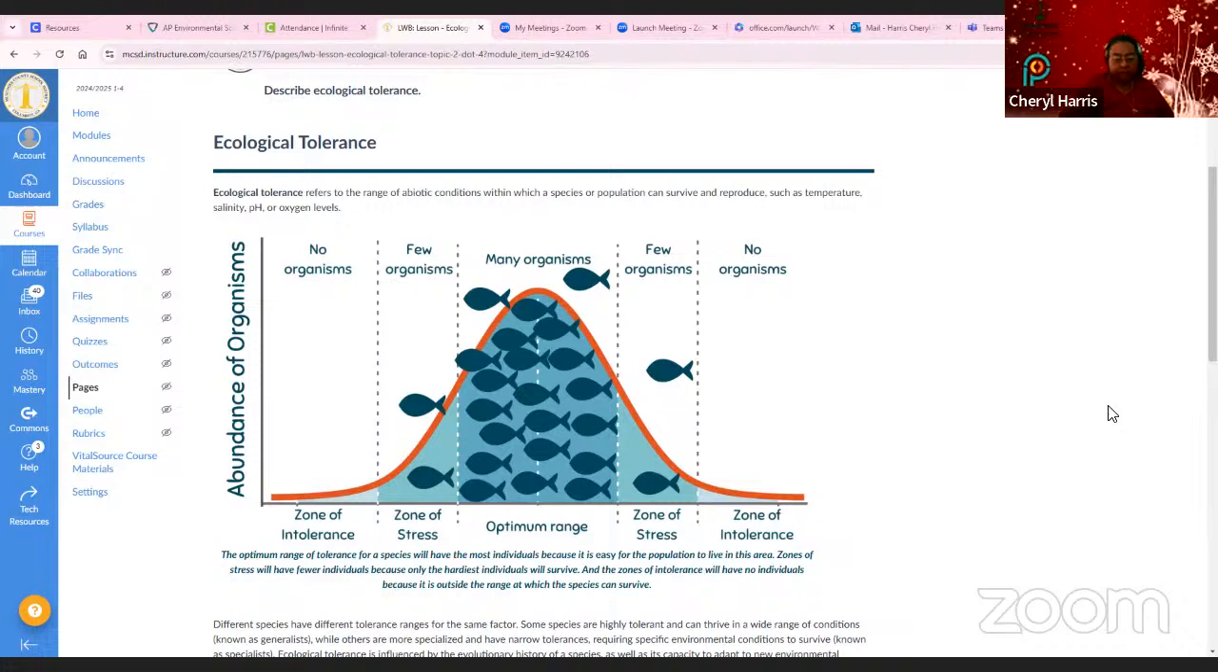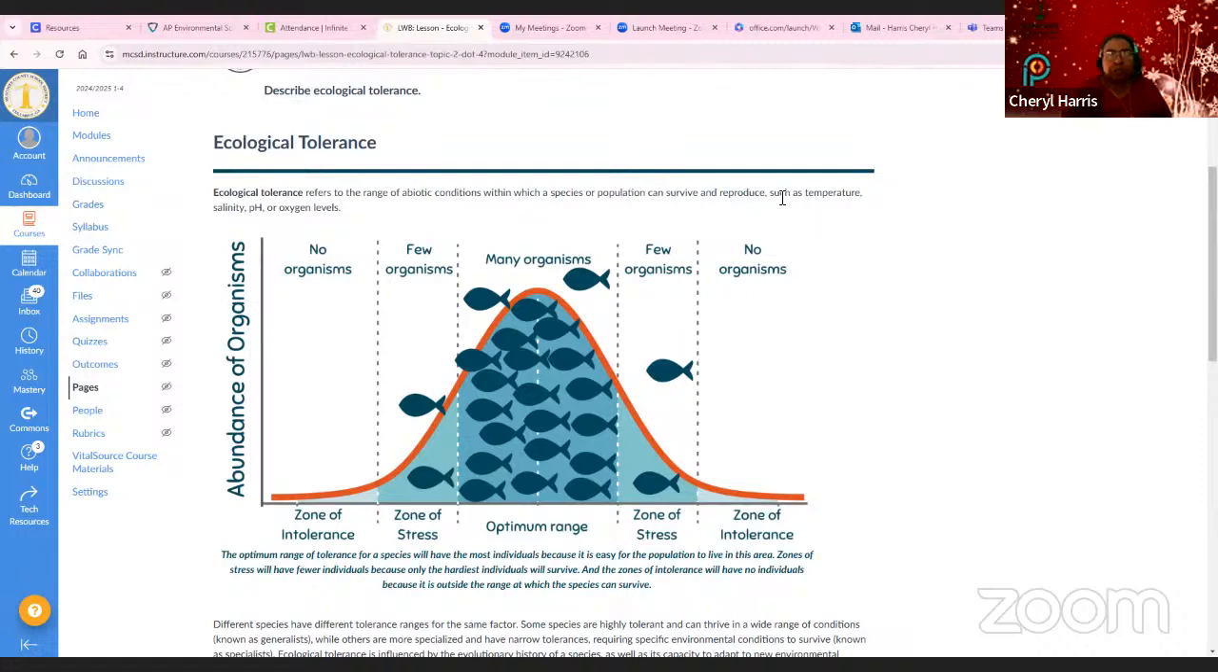When you know this map, range of tolerance and tolerance zones. So there are certain conditions in an area where there are no organisms, few organisms, areas where there are many organisms, and then you have that downside again. So there's kind of a middle zone. What is the range of an environment that produces the most number of organisms? Or these over here where there are few, these are the conditions.